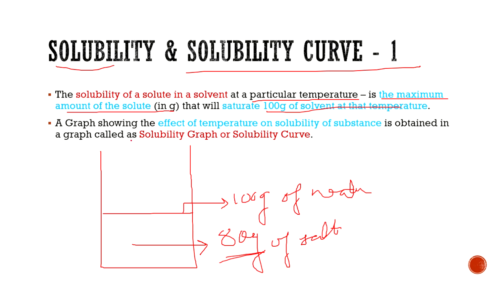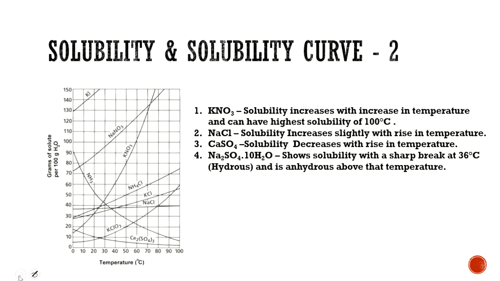And what do you mean by solubility graph or solubility curve? Solubility curve is also known as solubility graph. It means a graph showing the effect of temperature on solubility of a substance. Suppose it is 30 degrees Celsius, this is the effect of this temperature on some salt. We will learn the solubility curve in detail. At a particular temperature, the effect of temperature on solubility of a substance is known as the solubility curve. This is the solubility curve.